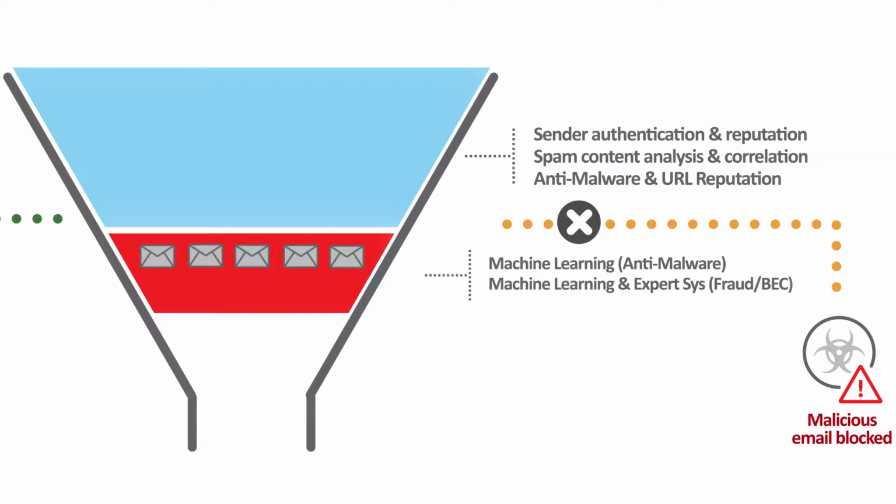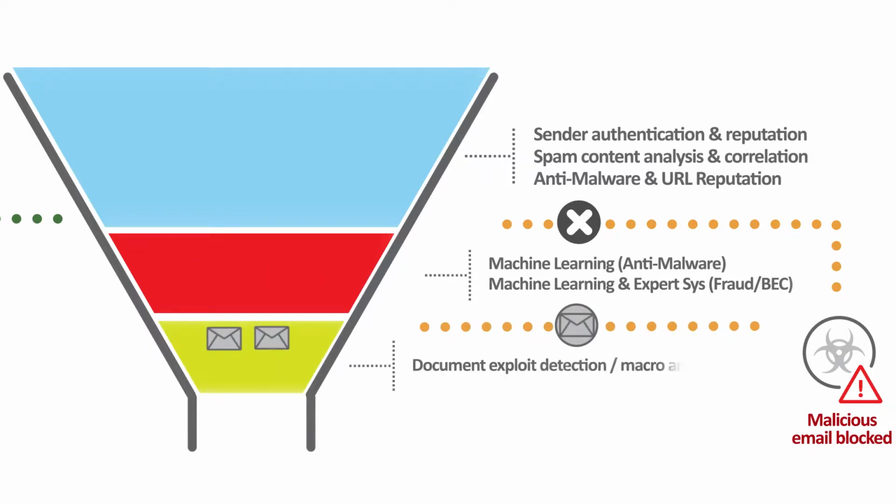For email attachments, we look at thousands of features of the file, and a machine learning model determines if it is malicious to effectively find unknown malware. To detect email fraud, including business email compromise, or BEC emails, we examine the who, what, where, when, and why of an email using expert rules and machine learning. Depending on the results, these emails are blocked or flagged to the recipient as suspicious.